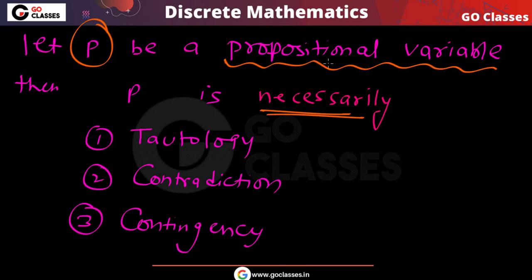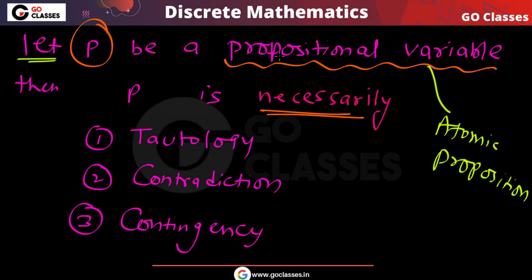Remember, p is a propositional variable. I told you that propositional variables represent atomic propositions. So this p represents an atomic proposition. Propositional variables represent atomic propositions, or I can say atomic propositions are represented using propositional variables.